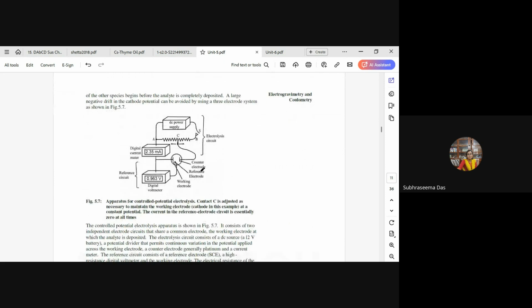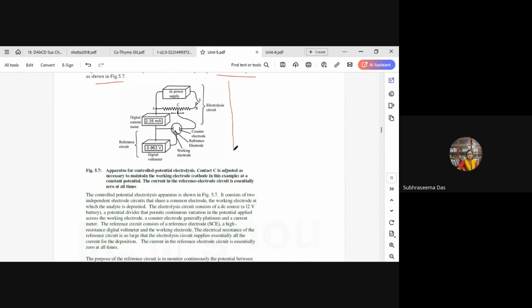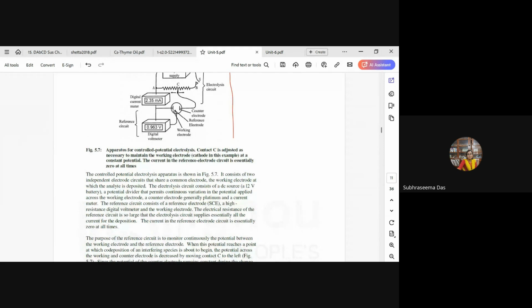So a large negative drift should be avoided in such systems, for which you use a three electrode system. Here is the figure of the controlled potential electrolysis apparatus, shown in figure 5.7. From this figure, we see it consists of two independent electrode circuits that share a common electrode, the working electrode at which the analyte is deposited.